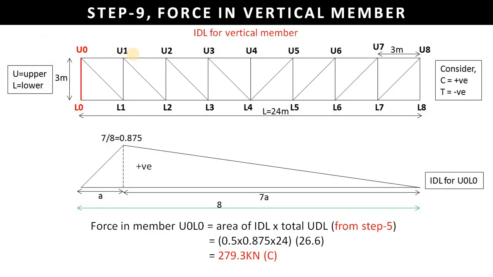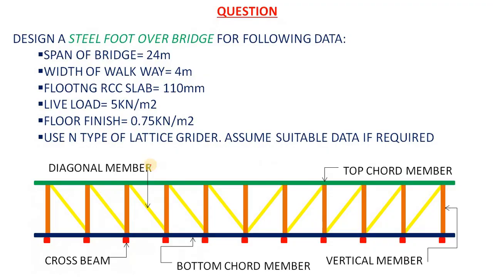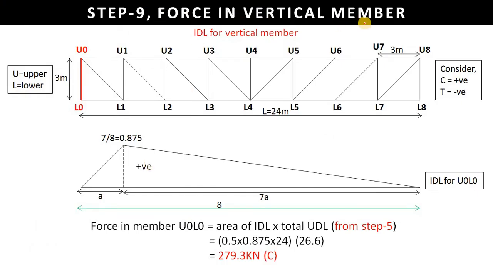So step number 9 is force in the vertical member. So coming on to the vertical member, here you can see this is the vertical member. Here these are known as the vertical members. So we have to calculate and know the force in this particular member. So let us start with step number 9, forces in the vertical member.